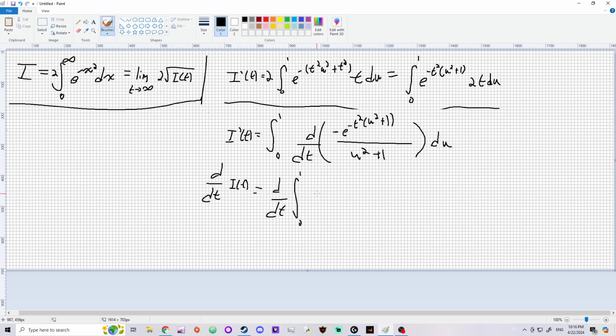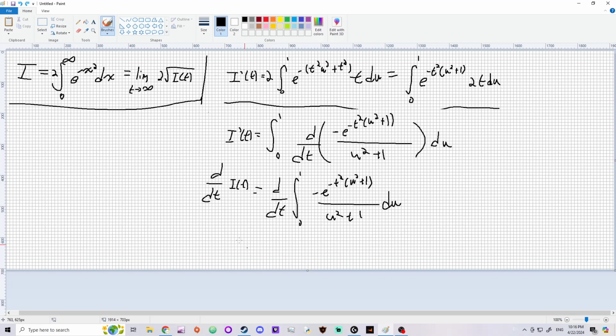The integral from 0 to 1 of the whole jargon that I wrote in here, e to the negative t squared (u squared plus 1), over u squared plus 1, du. That's an ugly one. I'm getting sloppy, right? This comes out, and they cancel. We've essentially integrated our function by canceling out the derivatives, right?